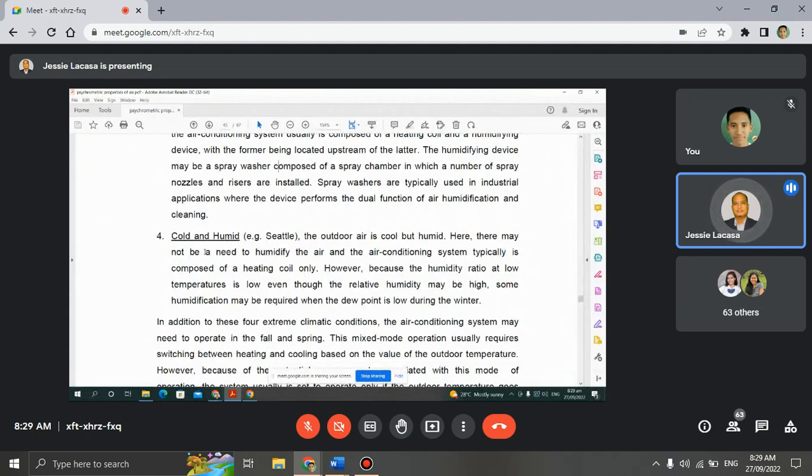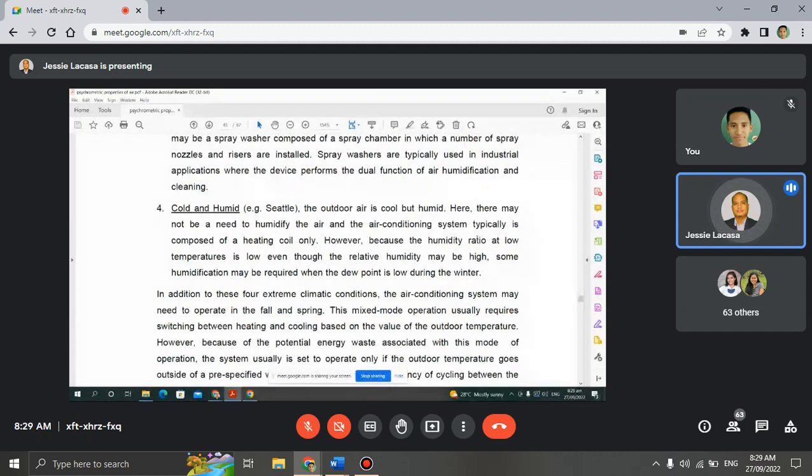Here there may not be a need to humidify the air. And the conditioning system typically is composed of heating coil only. So ang gikinahanglan niya heating coil ra, no? Naginahanglan sa heating coil.